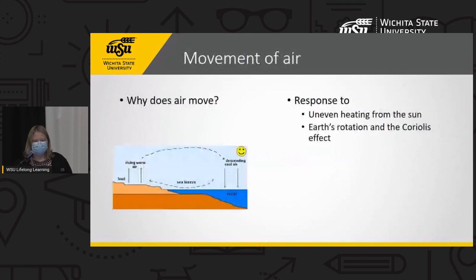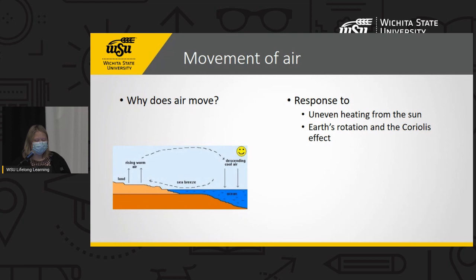Okay, so we all know that air moves. We know what wind is. We know there's air currents and patterns. But why is air moving? If we wave our hand in the air, we can feel it moving. We know that we're physically moving it. But on a global scale, why is the air circulating? Why is it moving? Well, it's moving in response to uneven heating from the sun and Earth's rotation and something called the Coriolis effect.